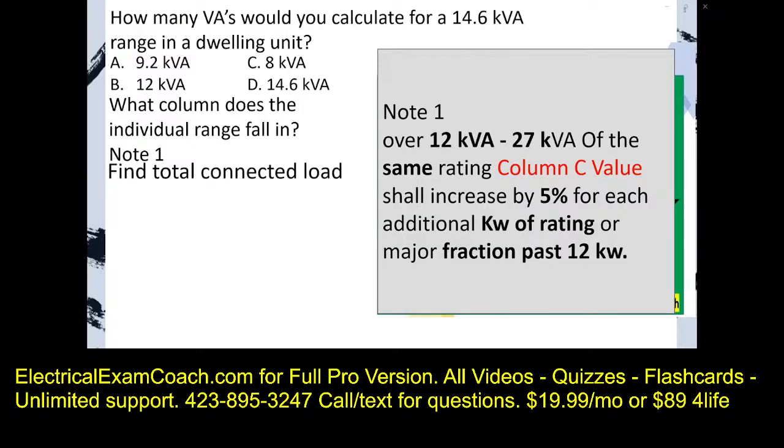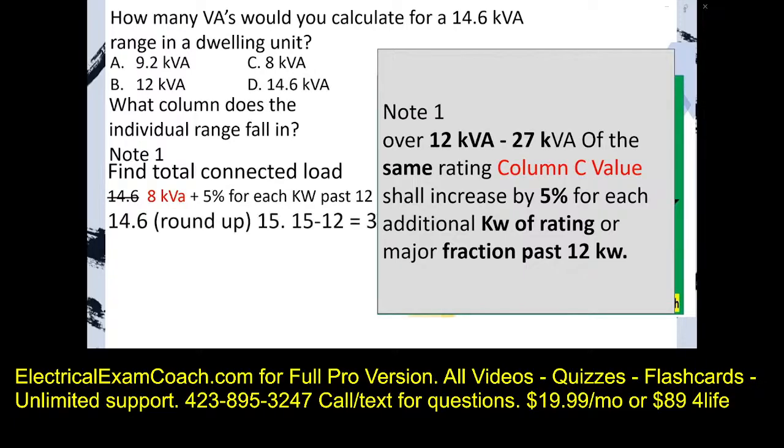In this case, it told us to increase the column C value by 5%. So we start on the left-hand side and find our number of ranges, which is 1, and then we cross over and find the column C value, which is 8 kVA. It wants us to increase that number by 5% for each kW we are past 12. Well, we're 14.6 past 12.